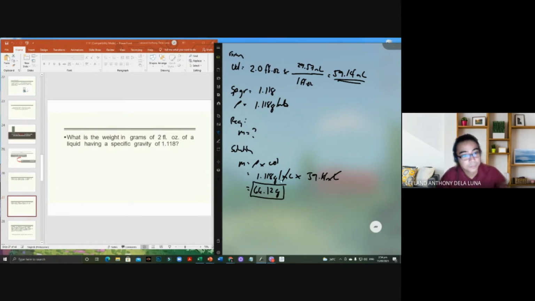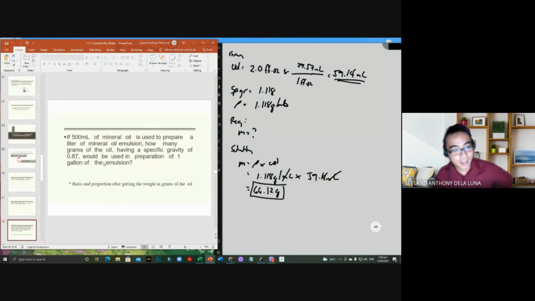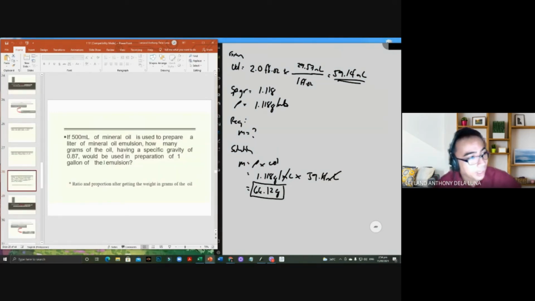Okay. Are we clear, class? Okay. So easy, right? Easy pa. Okay. What about this one? Let's make it a little more technical. If 500 ml of mineral oil is used to prepare, oh my gosh, 3 o'clock na pala. Okay, okay lang. Okay, if 500 ml of mineral oil is used to prepare a liter of mineral oil emulsion, okay, how many grams of the oil having a specific gravity of 0.87 would be used in preparation of 1 gallon of the emulsion? So obviously, class, this time we will be doing a ratio and proportion thing.